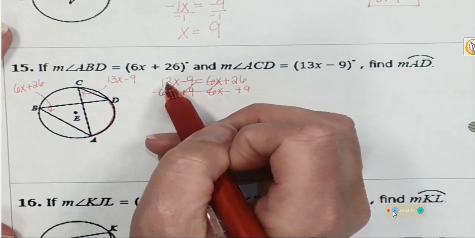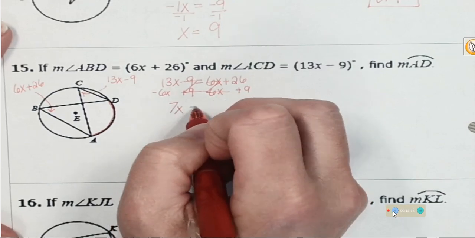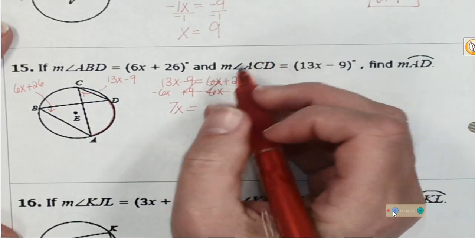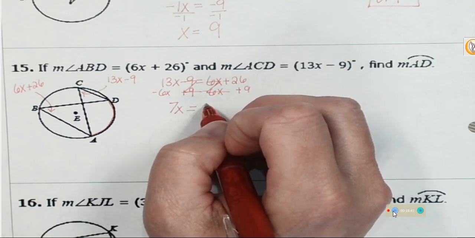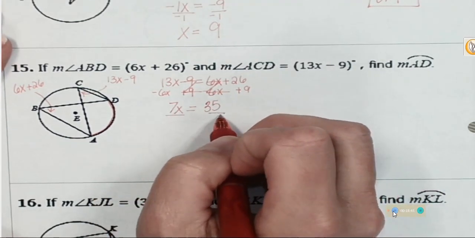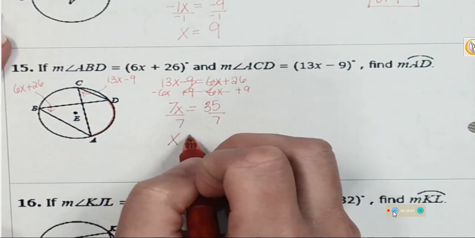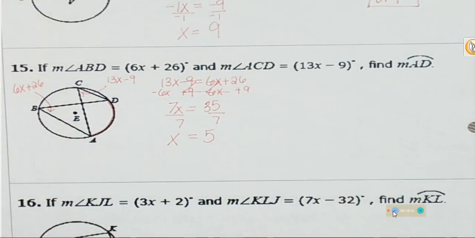What is 13 minus 6? 7x. What is 26 plus 9? You got a calculator and fingers. 35. How do you undo times 7? Divide by 7. And what is 35 divided by 7? Okay. So x is 5.